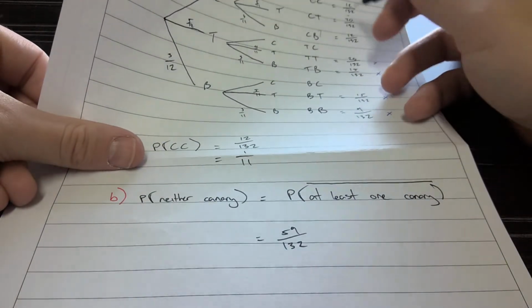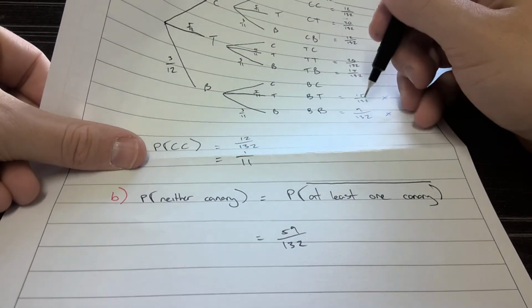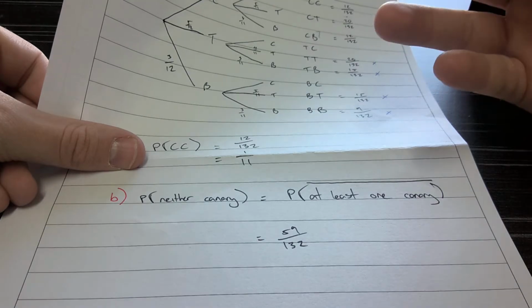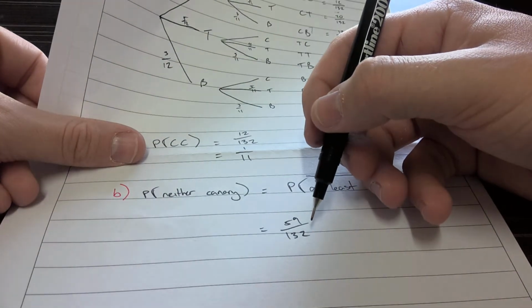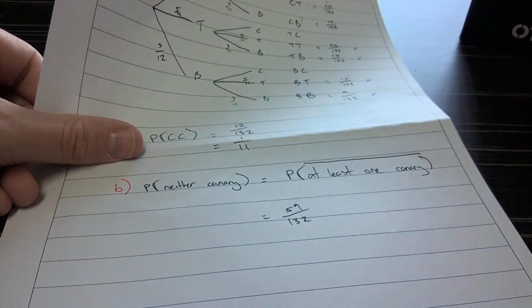All right, this is the advantage of having the probability denominator the same. You can just add up the numerators. And 59 over 132, pretty sure that doesn't simplify, 59 is a prime number.